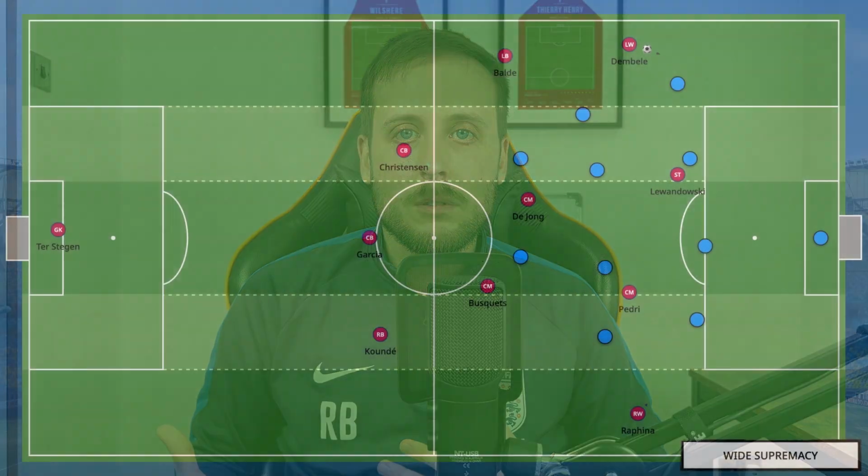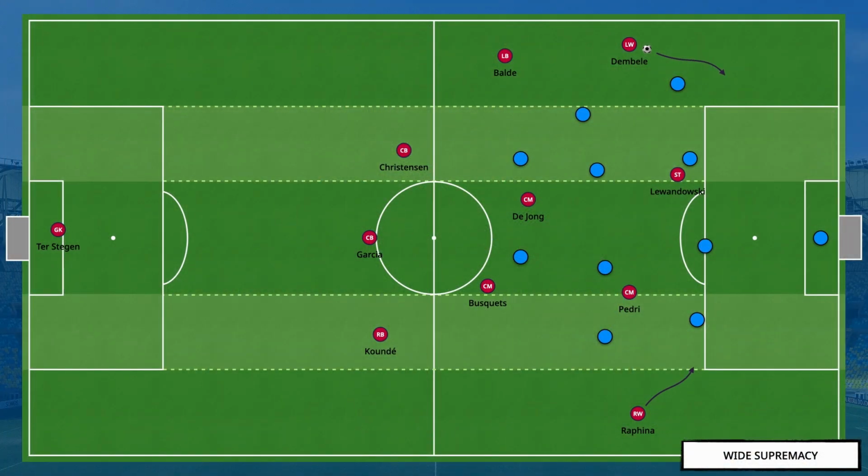Also, when playing out from the back, it's incredibly important that we don't allow the ball to become isolated. And this is where the movement that we see from De Jong or the other supporting midfielder to create that overload is really important. Xavi initially prioritised 1v1 supremacy in wide areas.